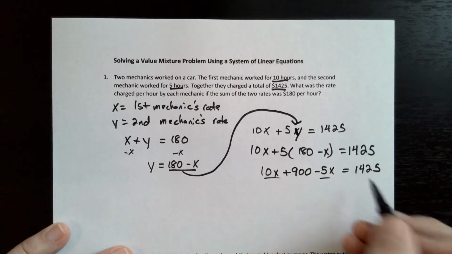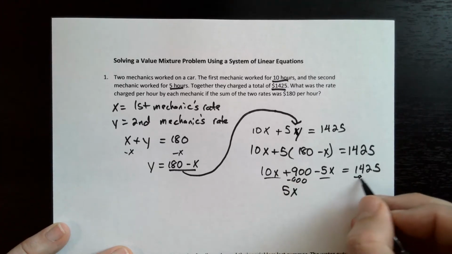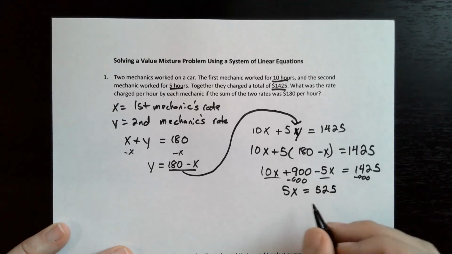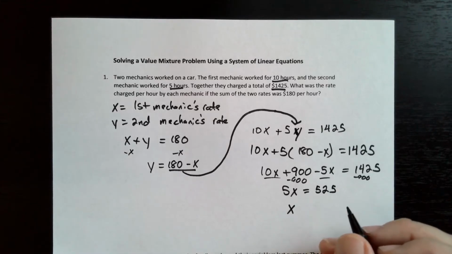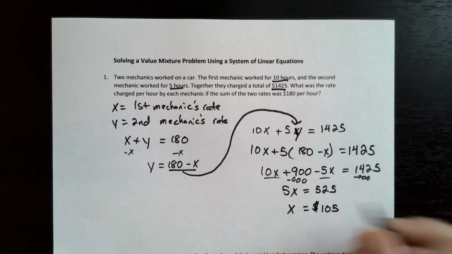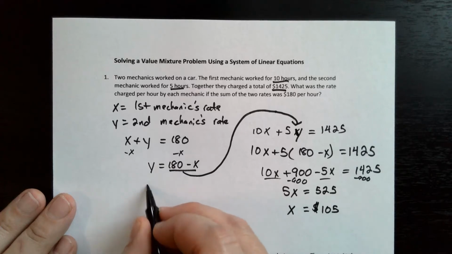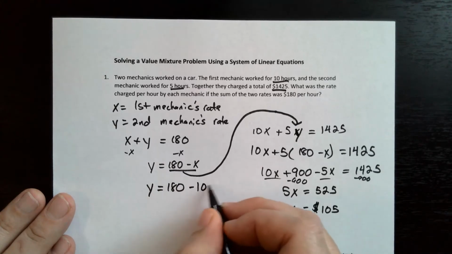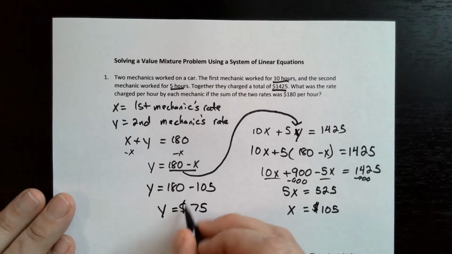Combine my X's and move the 900 over, so I get 5X. If I subtract the 900, that gives me 5X equals 525. And when I divide by 5, I get X is equal to 105. So the rate of the first mechanic is $105 per hour. To find the second one, we plug it in right here. So Y is equal to 180 minus 105. So the rate of the second mechanic was $75 per hour.